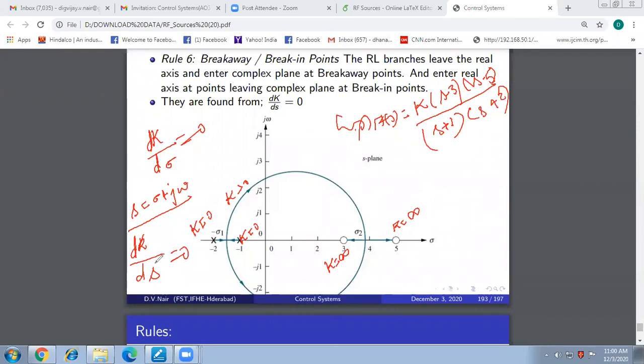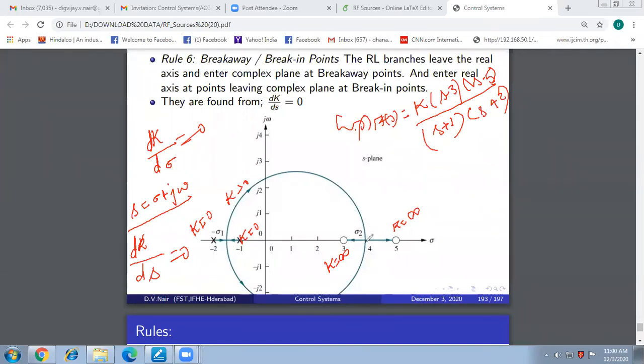This will give me some values of s, right? And that value of s will give me the value at which the two branches leave the real axis. Are you getting me here, friends? Yes, Ben? Yes, sir. So we find out these points on the real axis where the root locus leaves real axis and becomes complex.